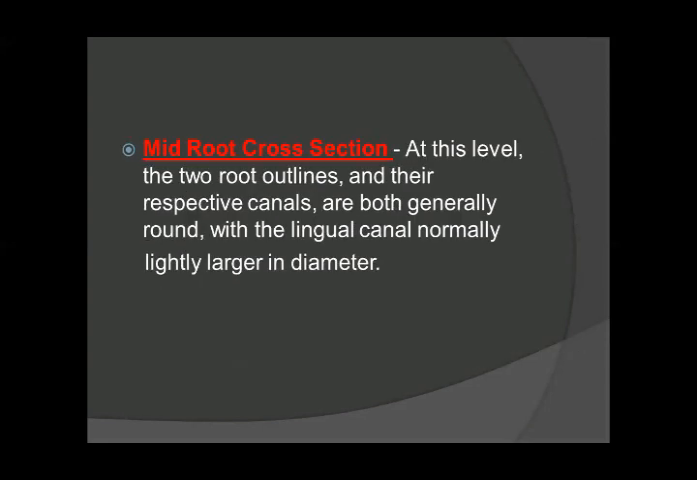Mid cross section: at this level the two root outlines and their respective canals are both generally round, with the lingual canal normally slightly larger in diameter.